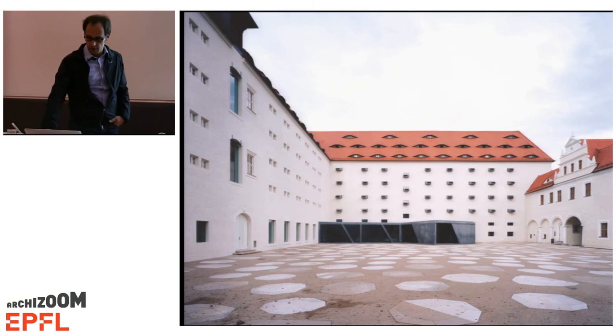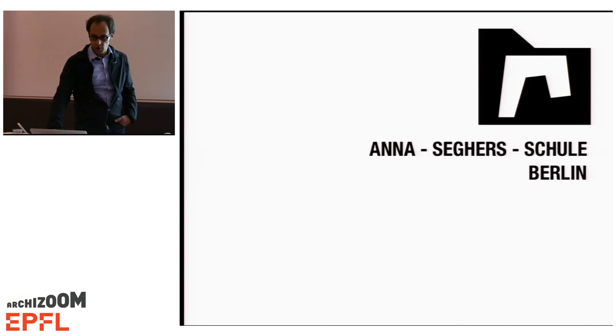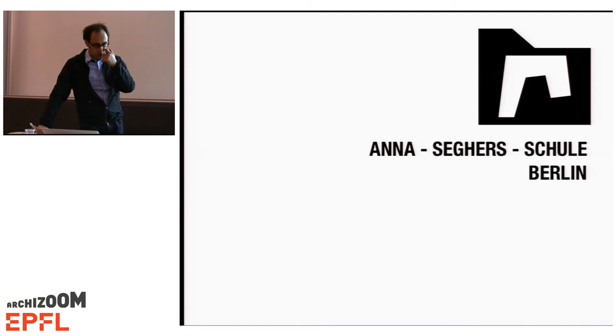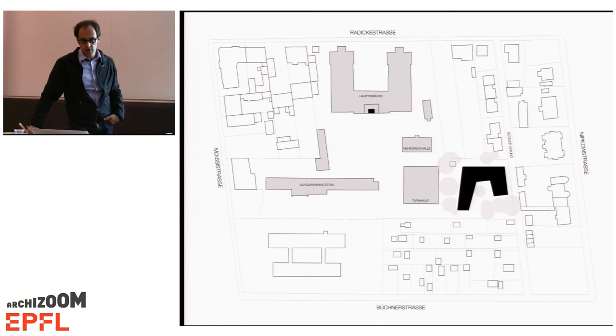So the last one I want to present is this Anna Seghers School in Berlin, a completely other way to work with low cost and low budget. So we have in Berlin at the moment great changes and discussion about the school system. Every school wants to combine children from the first to the 10th class, and so they have to reorganize schools.